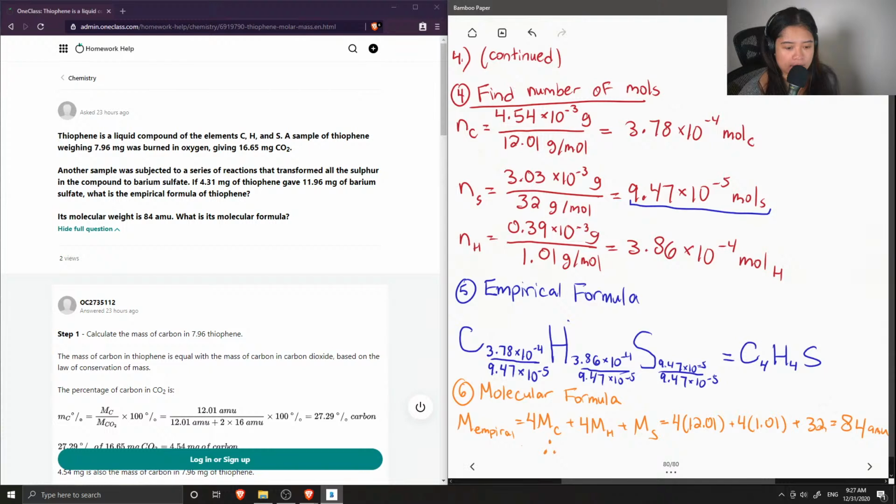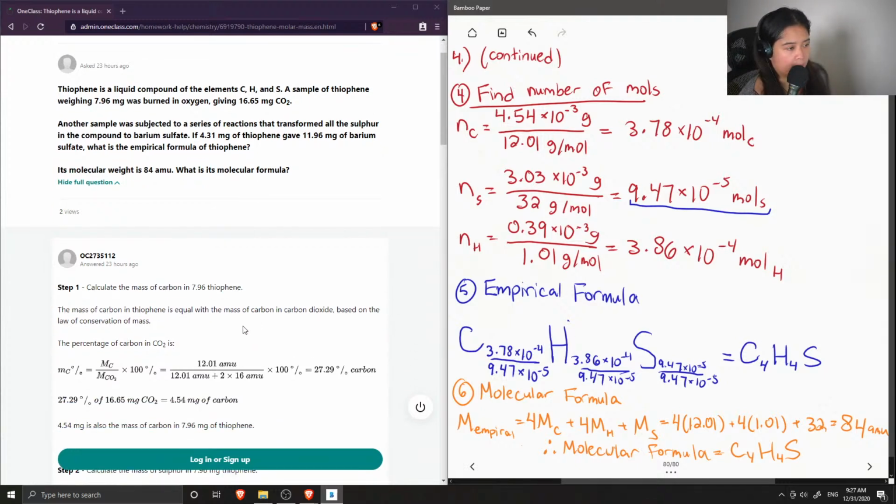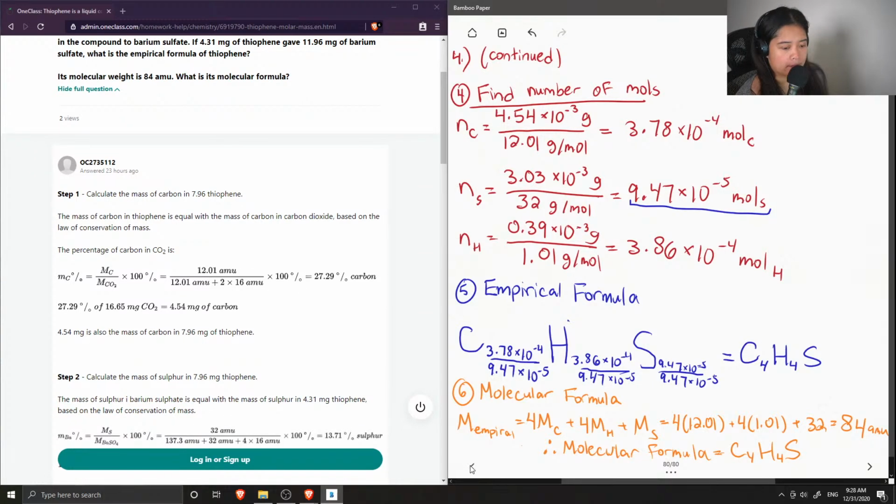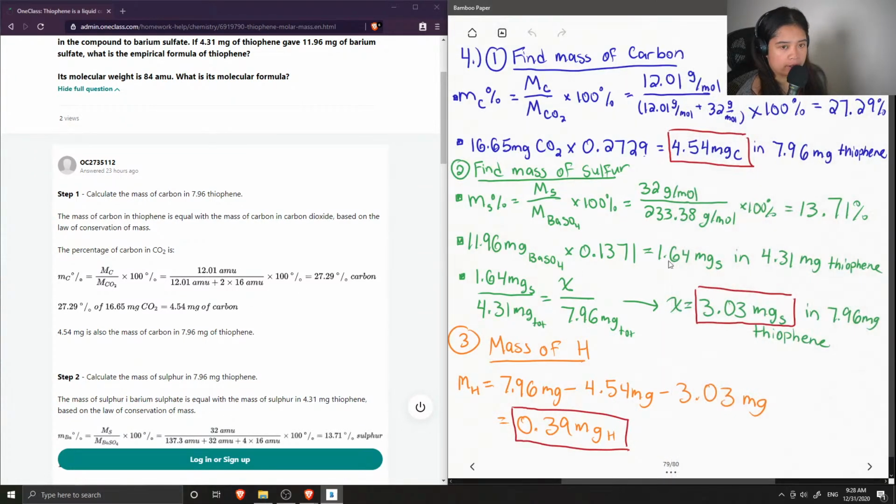So this tells us that our molecular formula is the same as our empirical formula, which is C4H4S. Okay, so pretty long question, but we made it through. Let's see what the junior tutor said, and I'll go back to the first step.